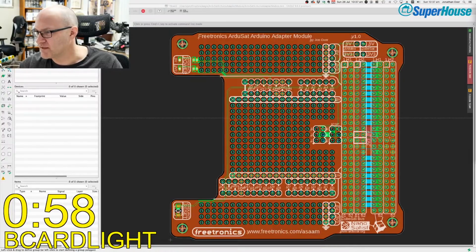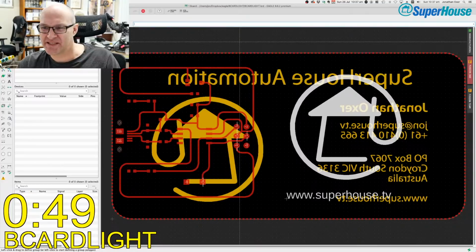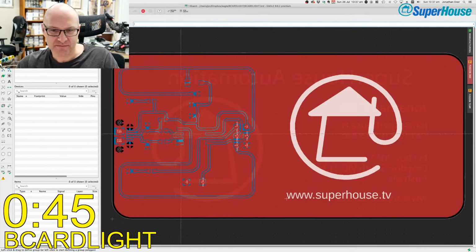Card light. The card light. Okay, I am about to reveal my phone number. And I don't think I could have skipped this one. This is a business card as a PCB. And it is entirely single-sided.